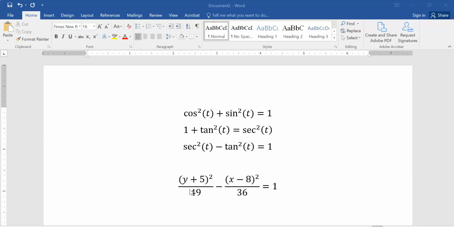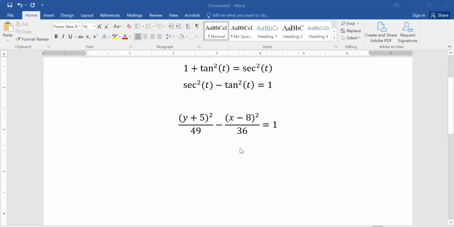Now I'm going to rewrite this so it looks more like this equation. What you need to do is subtract tangent squared from both sides. You get secant squared minus tangent squared equals 1. So it's pretty obvious what we have to do. We have to convert this thing, y plus 5 squared over 49, into one fraction being squared. And again, the conversion is pretty straightforward.